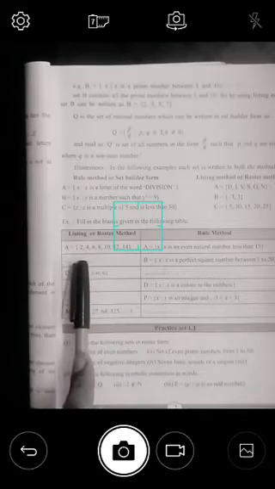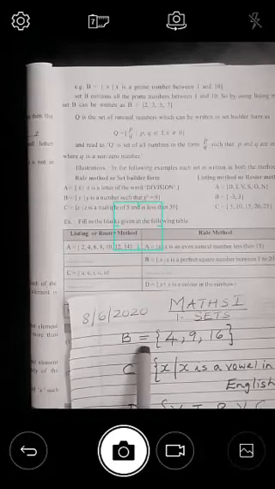Now let us do this activity where we have to write either the roster method or the rule method. Now the first one is already done. A is equal to X such that X is an even natural number less than 15. So we write it as A is equal to 2, 4, 6, 8, 10, 12 and 14, because they asked for even natural number and less than 15.